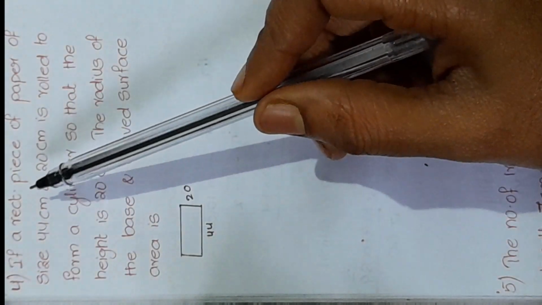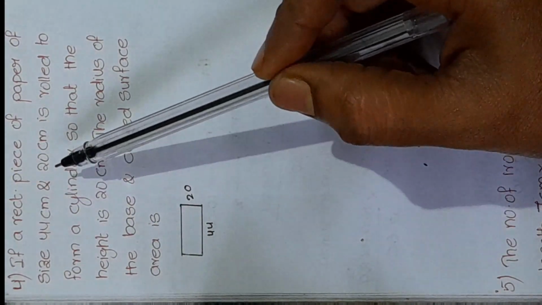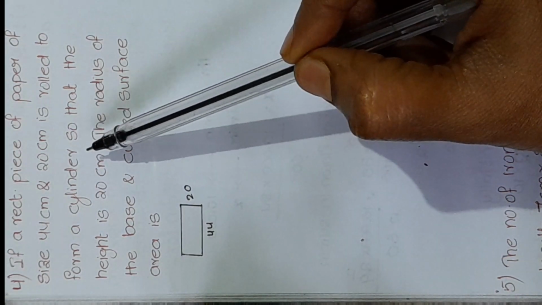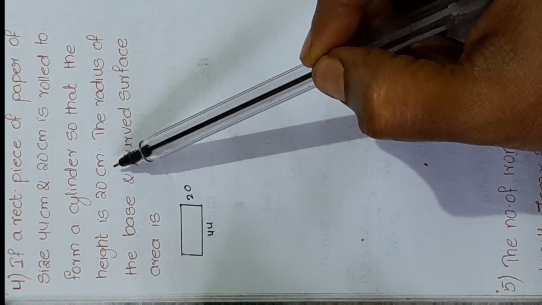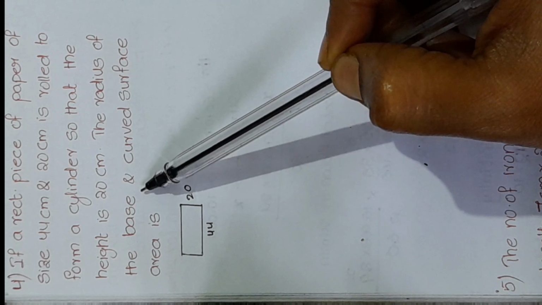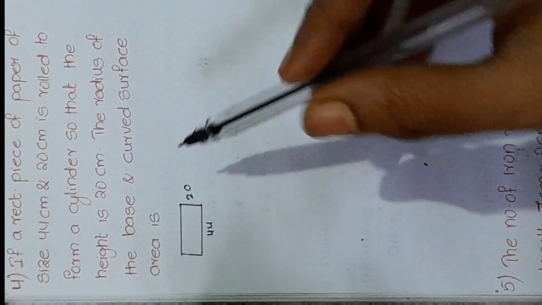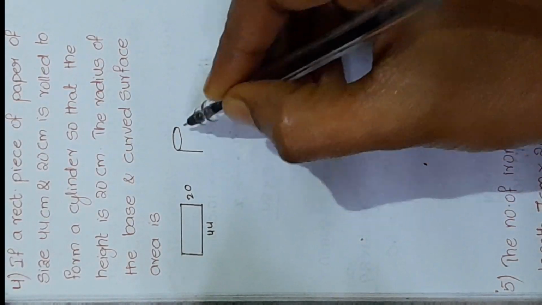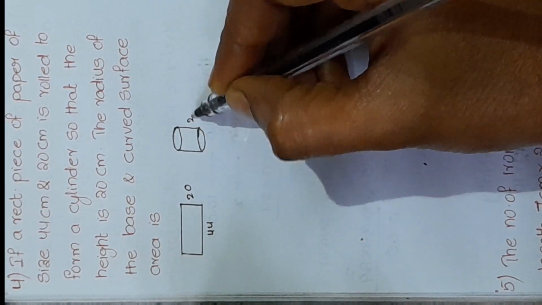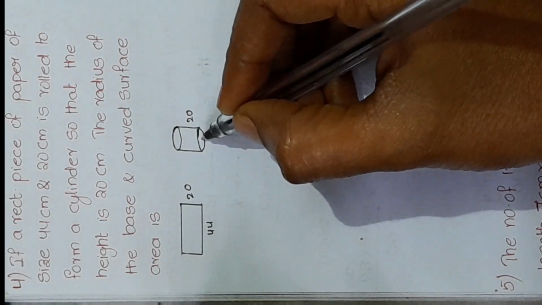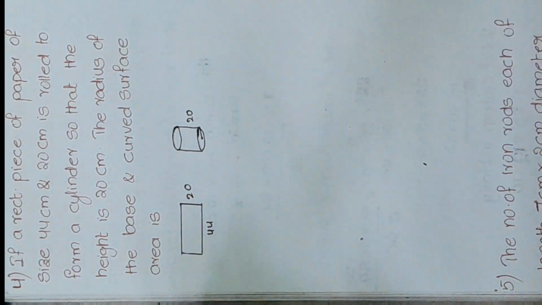Fourth question. If a rectangular piece of paper of size 44 centimeters and 20 centimeters is rolled to form a cylinder so that the height is 20 centimeter, the radius of the base and the curved surface area is. This is a rectangular paper of length 44 and breadth 20. This is rolled to form a cylinder of height 20 centimeters. Now we should find the radius of the base and also the curved surface area.